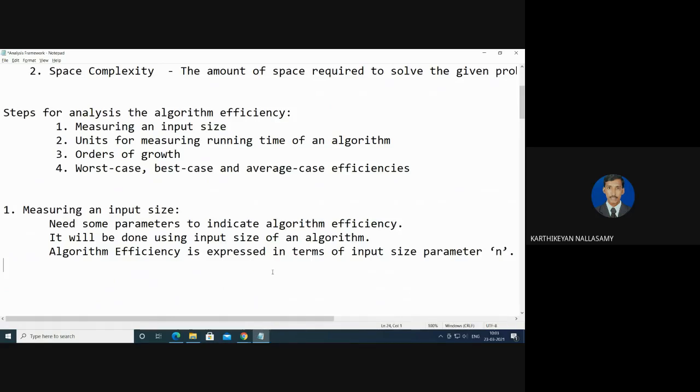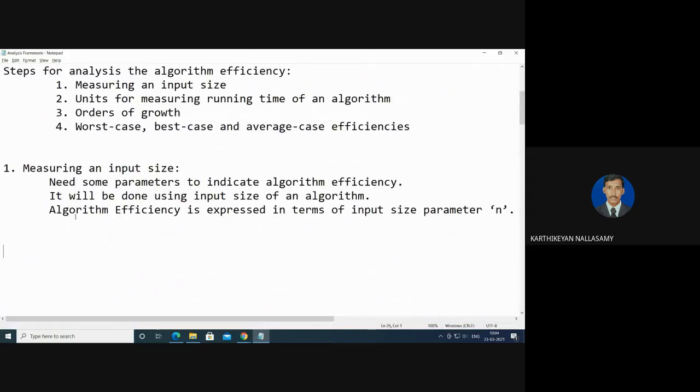For any kind of algorithm, we have to express the algorithm efficiency with the help of input size. In most cases, the complexity of an algorithm is represented in terms of the input size n. So this is the first step. When we analyze the efficiency of an algorithm, the first step must be to define the input size. Once you know the input size, then we analyze the algorithm efficiency.